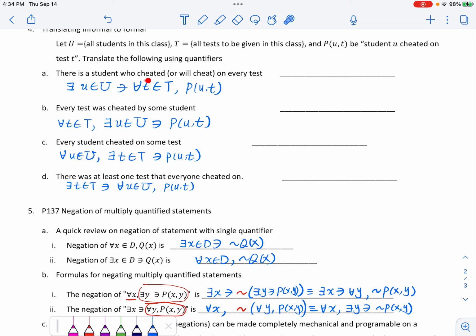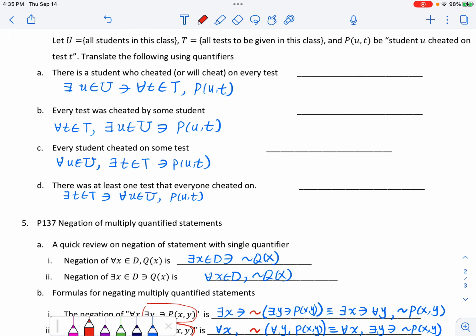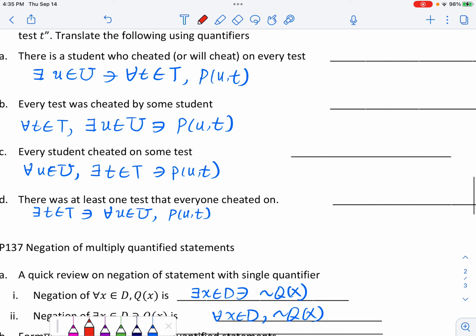Like, there is a student who cheated on every test. Well, I feel like it's a bit challenging. So let's see. First of all, let's negate the symbolic form, which is pretty easy by applying one of these two rules. Actually, you don't really need to remember the rule too much. It's pretty intuitive if you remember the rule for negating statements with only one quantifier.